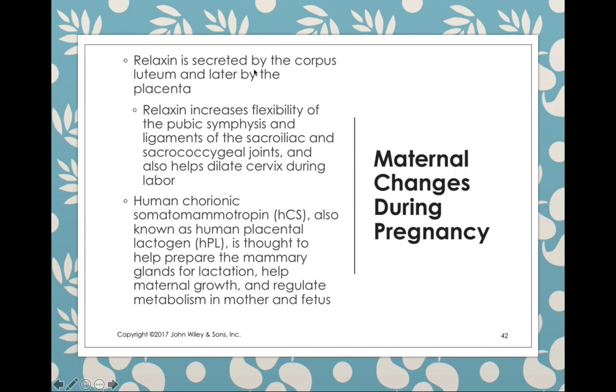This slide will just review the actions of relaxin and HCS. Relaxin, as we know, is released by the corpus luteum, and it's going to increase pubic symphysis flexibility and also loosen up some of the joints around the pelvic region as well, to loosen up those bones to help the baby squeeze out much easier. Human chorionic somatomammotropin is going to help prepare the mammary glands for lactation, and it's also going to be a metabolic regulator in both the mother and in the fetus.